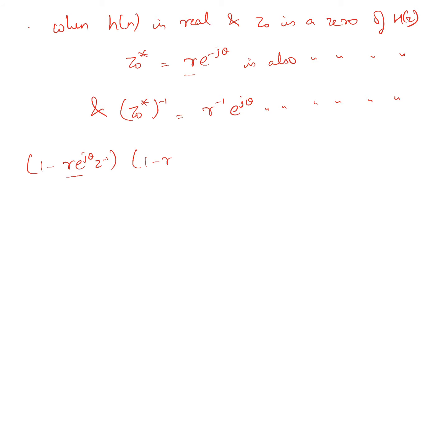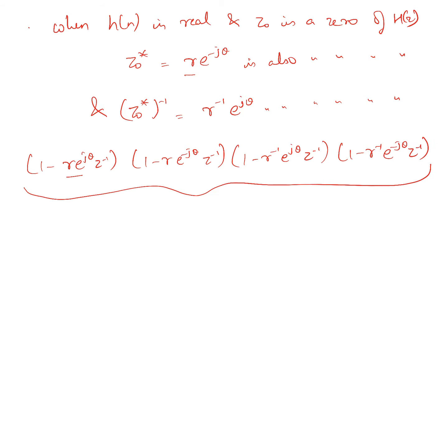its complex conjugate, 1 minus r e raised to the power minus j theta z inverse. The third factor is the inverse of the complex conjugate, which would be 1 minus r inverse e raised to the power j theta z inverse, and finally the inverse of the z naught, which is 1 minus r inverse e raised to the power minus j theta z inverse. So this is the complete set of four conjugate reciprocal zeros which has this form.